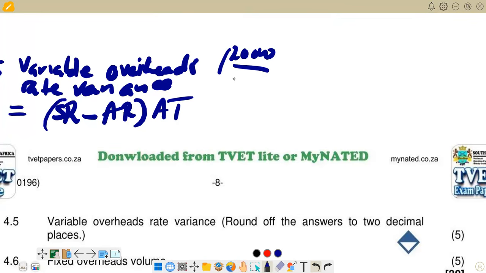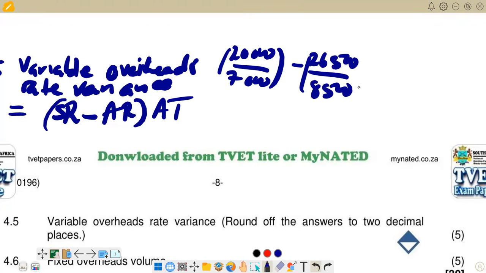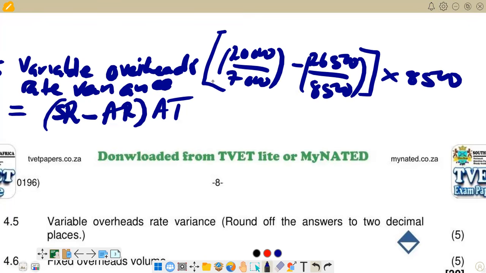We divide by 7,000. And then we are going to subtract the actual rate. The actual rate is 26,500 that we are given under actual information, and then we divide by the actual number of hours, which is 8,500. So that is what we are going to do here. Then the answer that we get, we are going to multiply by the actual time, which is 8,500. So let's see as we simplify that one.